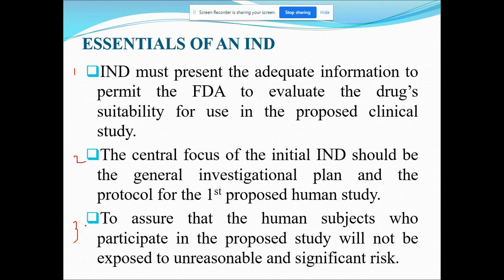We have to assure that human subjects will not be exposed to any unreasonable risk, or to any significant risk. This information you have to mention in your IND application. You have to summarize the information which represents that human subjects you take in your clinical studies will not be exposed to any kind of unreasonable risk, or any significant risk which will hamper the health or create risky situations for that human subject.